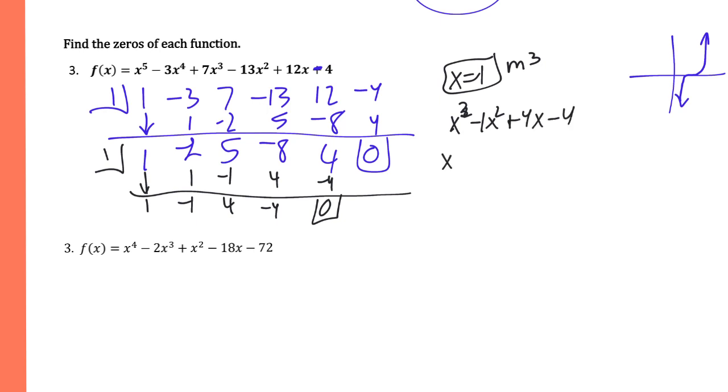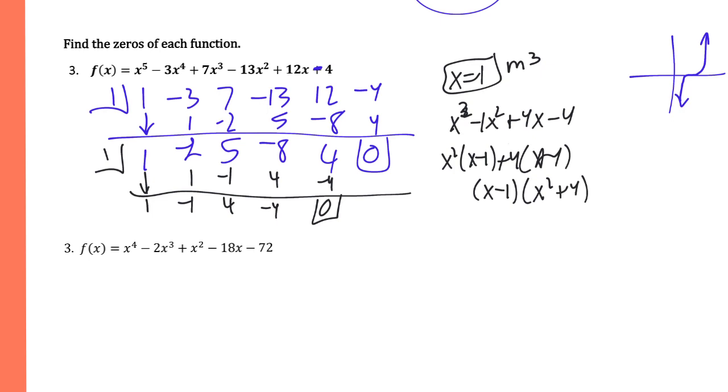You factor that by grouping by doing x squared. You get x minus 1. Take out a 4, you're left with x minus 1. So your factors that are in common are x minus 1. Your factors that are not are x squared plus 4.